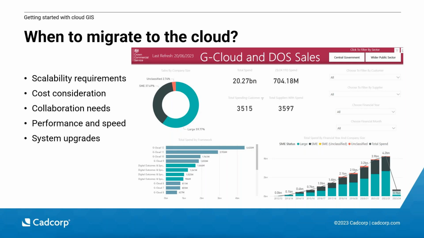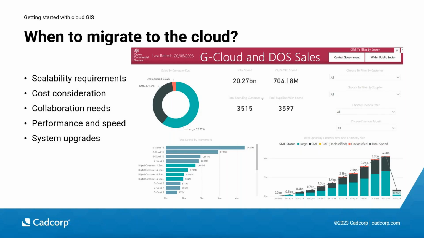Other things to consider when it comes to when to migrate to the cloud is scalability requirements. If your organization is experiencing growth or anticipates increased demand for geospatial services, then cloud migration provides the necessary scalability. Northamptonshire were a new unitary combined authority and they moved to the Cadcorp cloud, and it meant they were then able to scale up for more users.